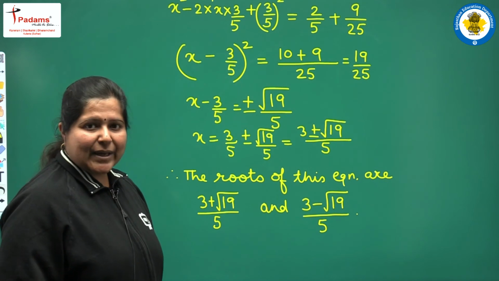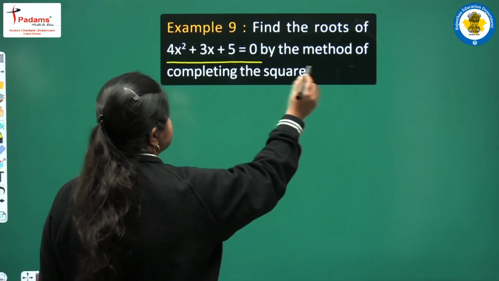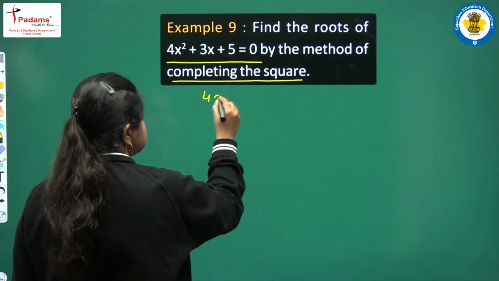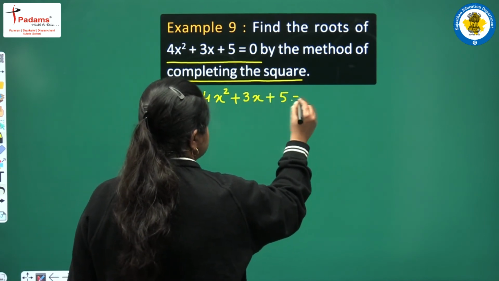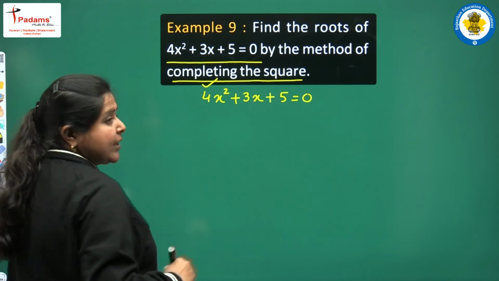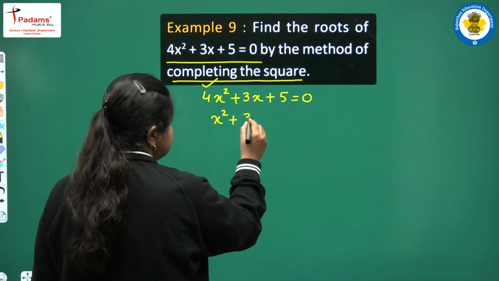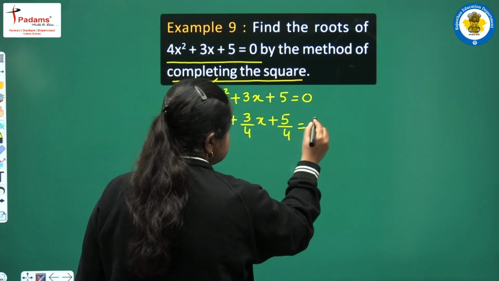Okay, next we have one more example. Find the roots of this equation by the method of completing the square. So it is 4x square plus 3x plus 5 equal to 0. तो हम पहले डिवाइड करेंगे x square के कोएफिशिएंट से, which is 4 here. We will get x square plus 3 by 4x plus 5 by 4 equal to 0.